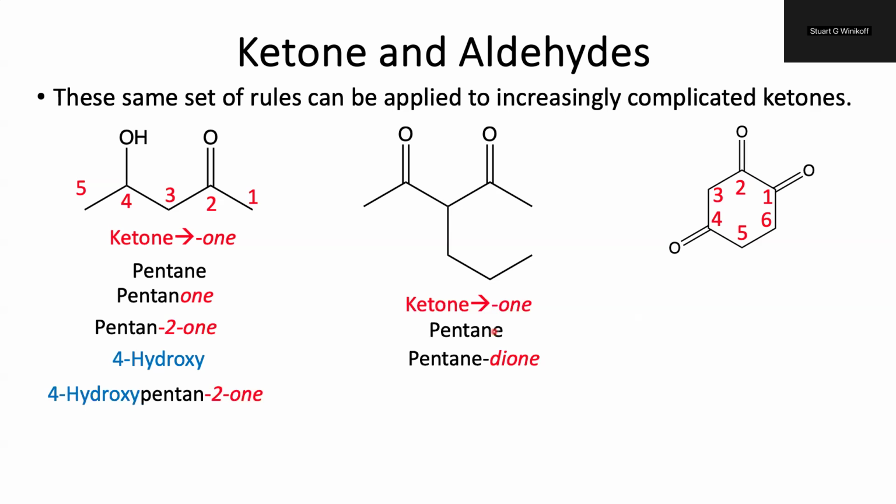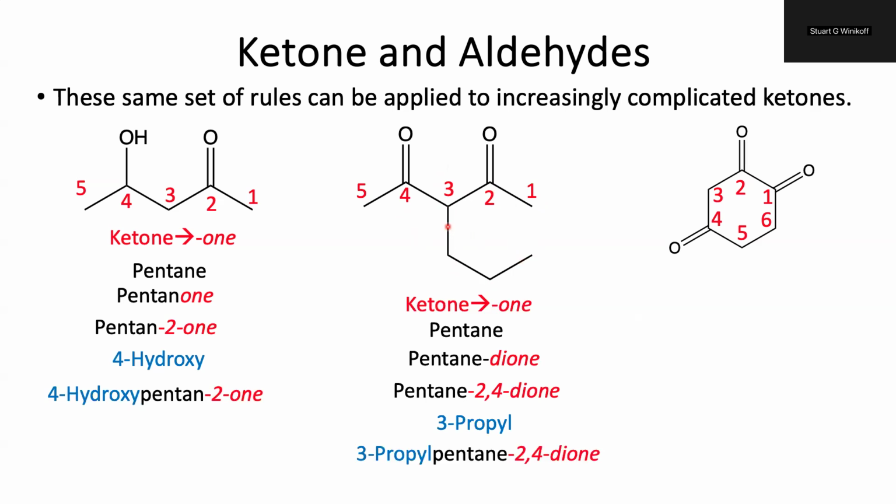Then we have to go ahead and do our numbering. In this case, if I work right to left or left to right, it won't change. So by arbitrary construct, we're going to move right to left. This means that my side group is at the 3 position, and it is a nice propyl group. Oh yeah, so my ketones are at the 2,4 position. So I have a pentane-2,4-dione, and I have a propyl group located at the 3 position. So this means it's 3-propylpentane-2,4-dione.